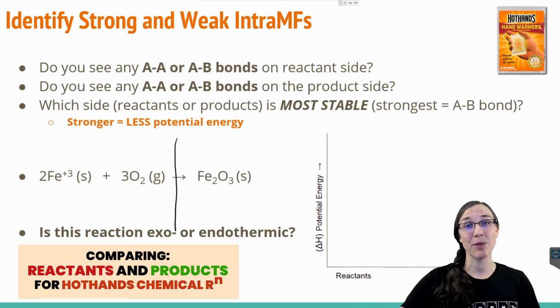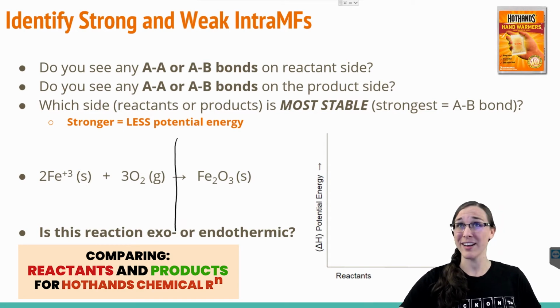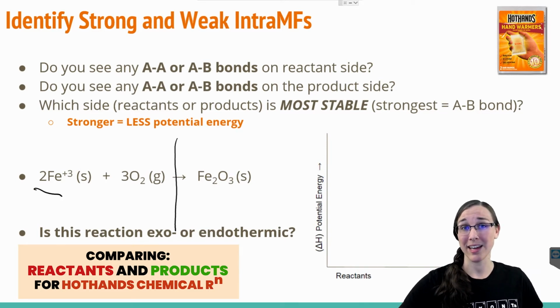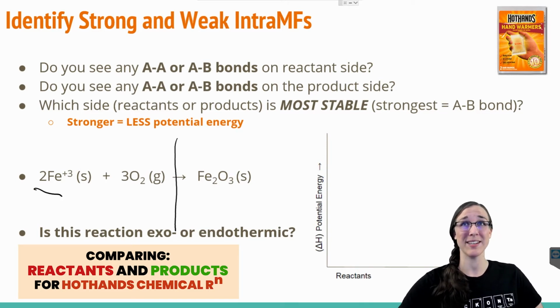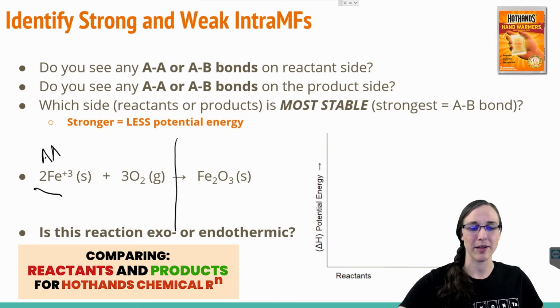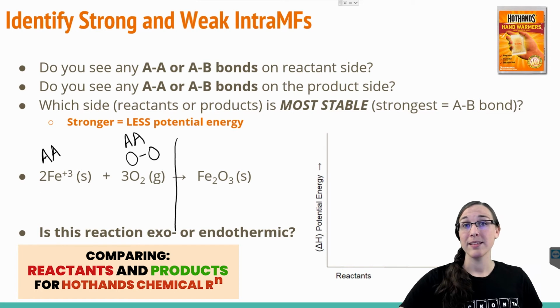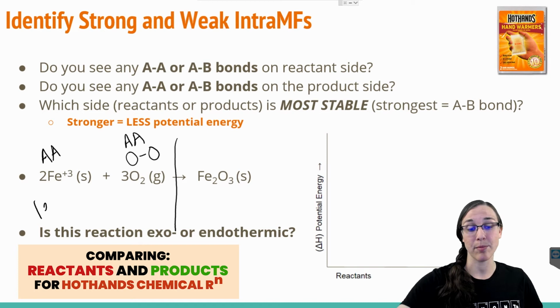On the reactant side, we're looking for any AA or AB bonding. Here we have a metal that's by itself, iron, and we know that from metallic bonds, there's just a bunch of iron atoms all together. So that's kind of like an AA bonding situation, where it's all just the same atom present, and it's reacting with oxygen, O2. That's literally the case where an oxygen is bonded to an oxygen. So that's also an AA example. Since the reactant side has AA bonding on it, that means that it is less stable because those are weaker bonds, meaning that there is more potential energy on the reactant side.